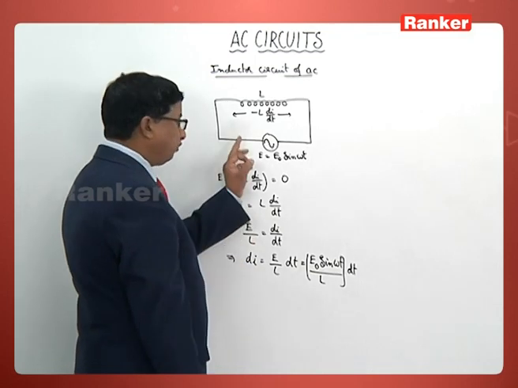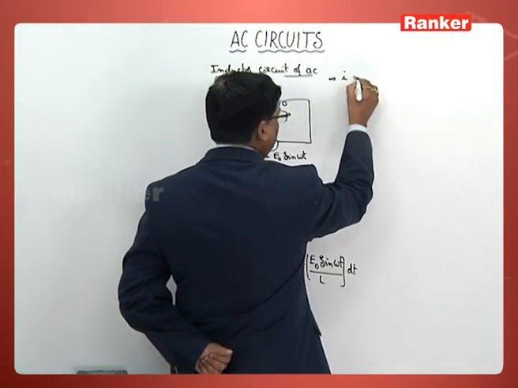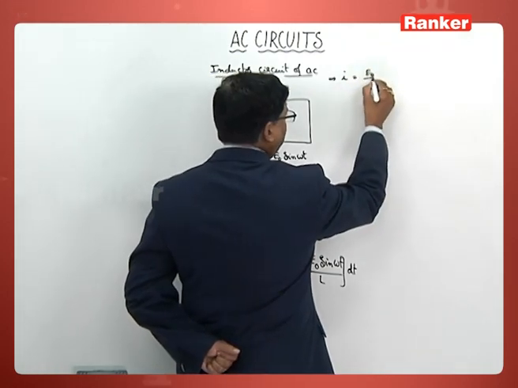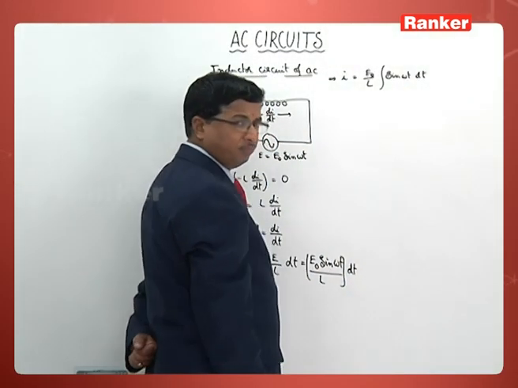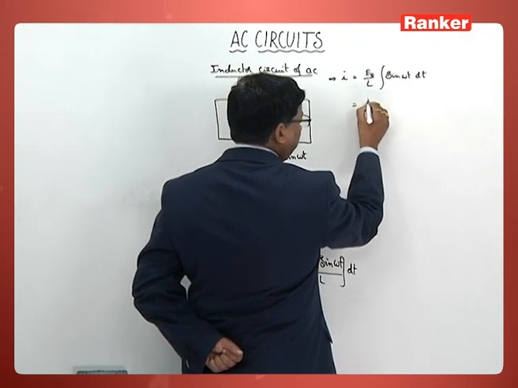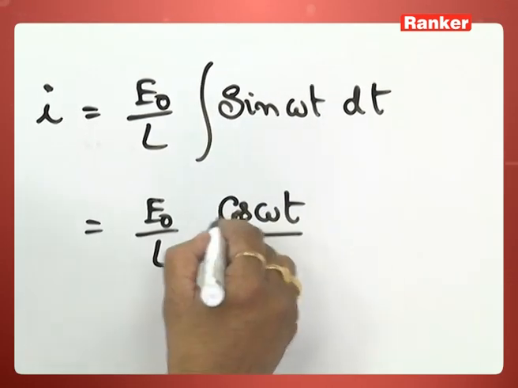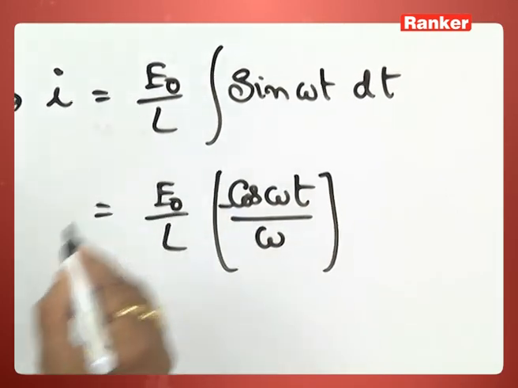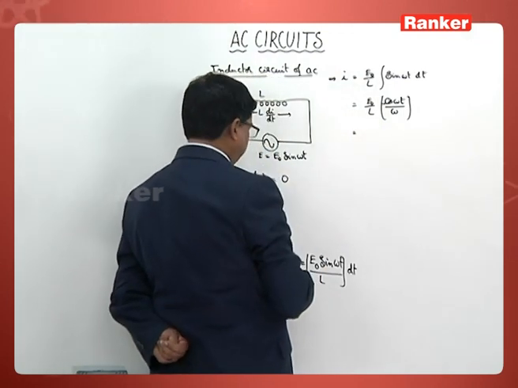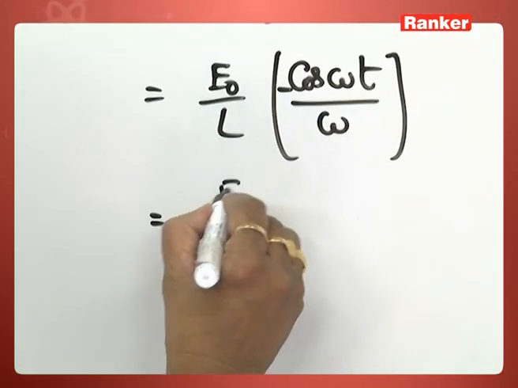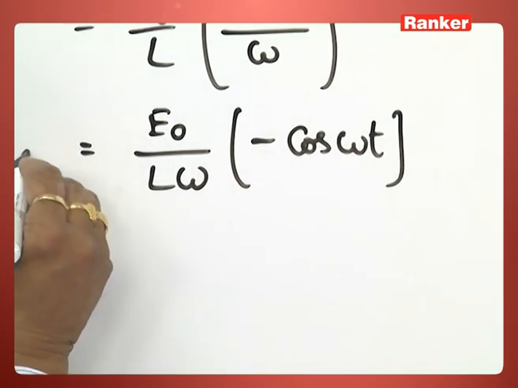Now we want the value of current from this equation. So simply integrate that one. This implies now I is equal to E naught by L integral sin omega t dt. We can rewrite the same equation this way, E naught by L cos omega t by omega. That is actually the integral value for it with a negative sign. If you just consider the same equation this way, E naught by L omega into minus cos omega t, we can write this one as the current I now.